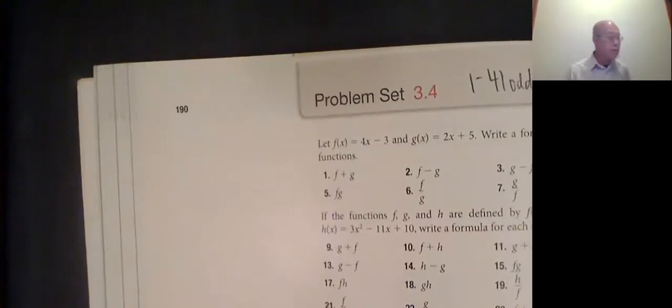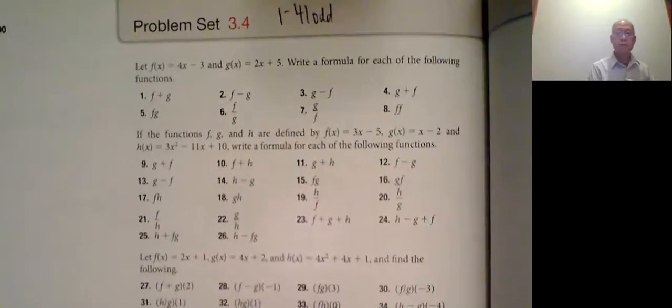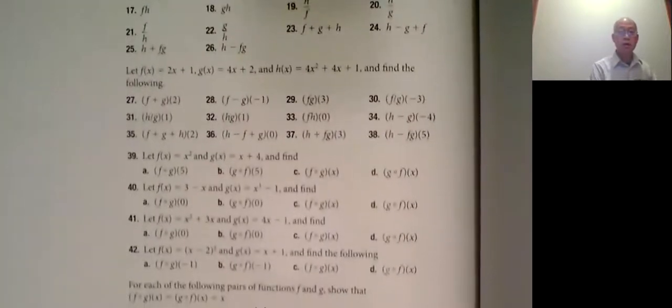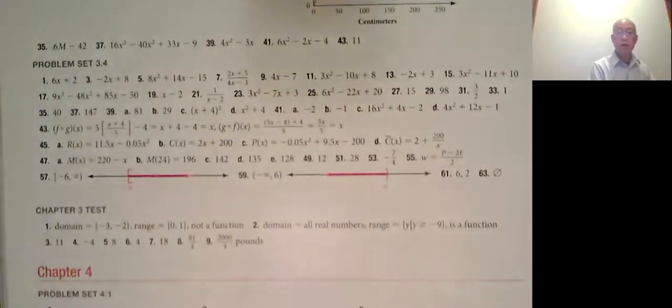All right, so we're up to page 190, section 3.4. The homework is 1 to 41 odd. So here are some of the problems, and some more. We had to go up to 41, and that's what you need there. Okay, so now for the answers in the back of the book, 3.4, and you should be able to see everything there.